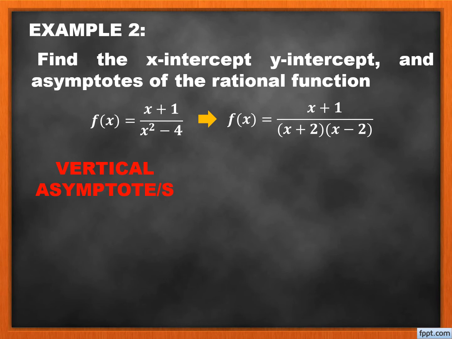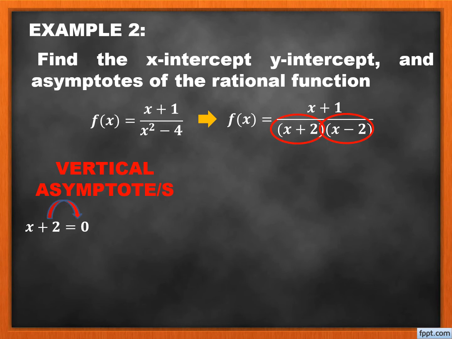Now, let us have the vertical asymptote of the equation. So, in this case, kung mapapansin nyo, dalawa yung factors natin sa denominator. That means, dalawa din yung magiging vertical asymptotes natin. So, since wala namang kamukha yung x plus 2 and x minus 2 sa denominator, we're going to equate them to 0.